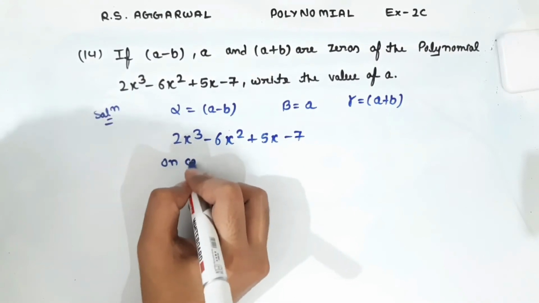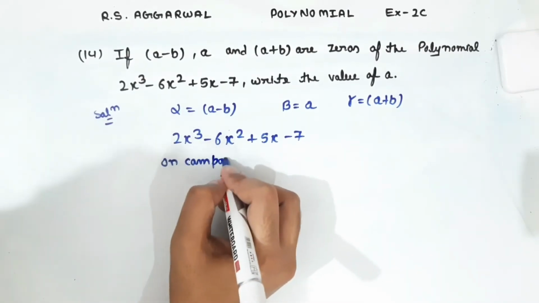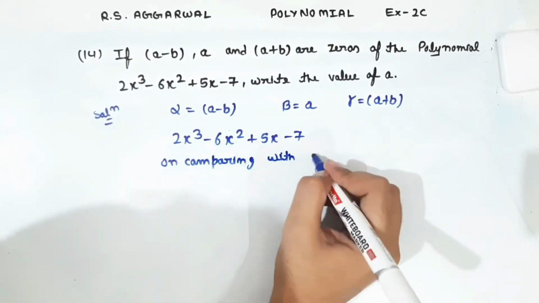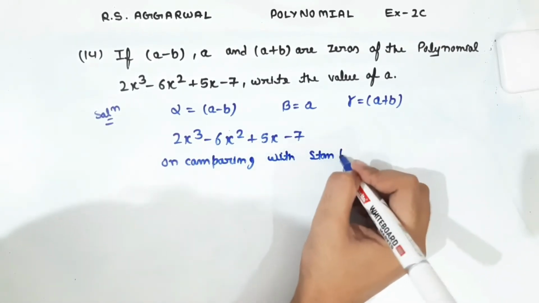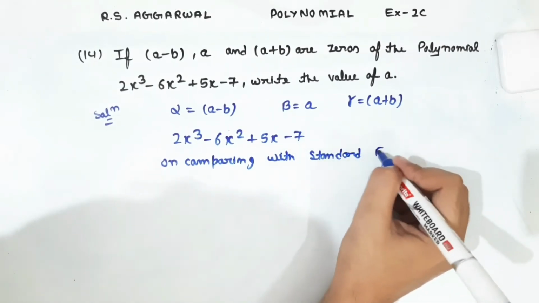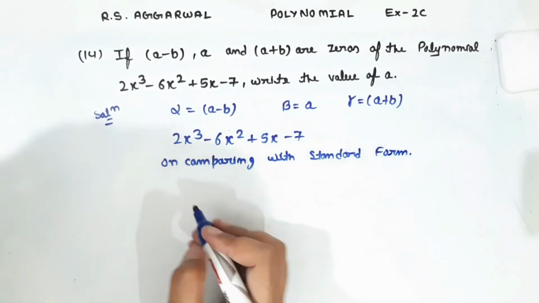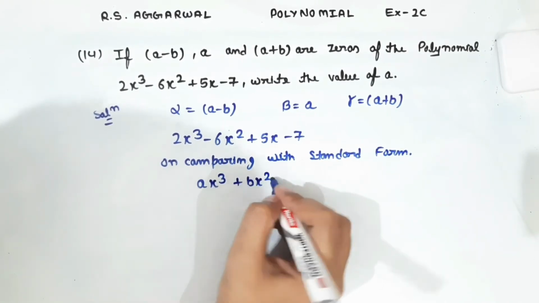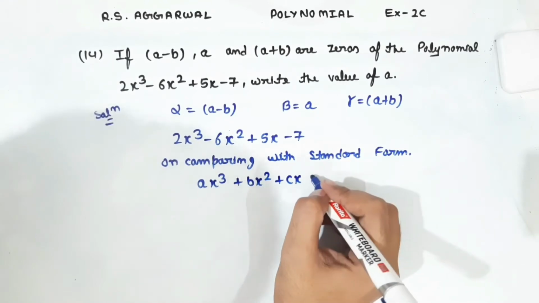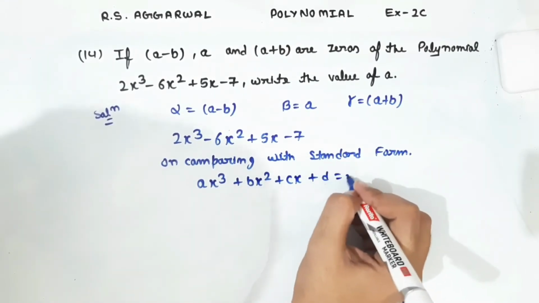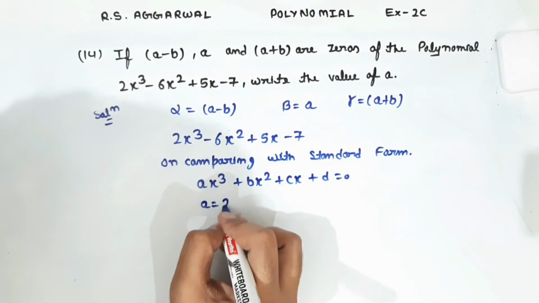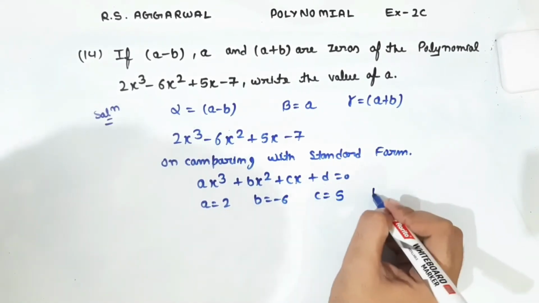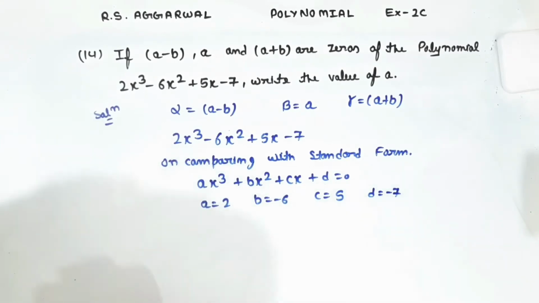Now on comparing with the standard form ax cube plus bx square plus cx plus d, from here a will be equal to 2, b will be equal to minus 6, c will be equal to 5, and d will be equal to minus 7.